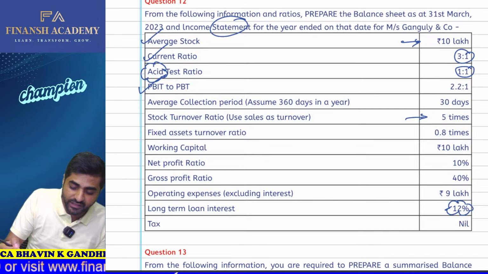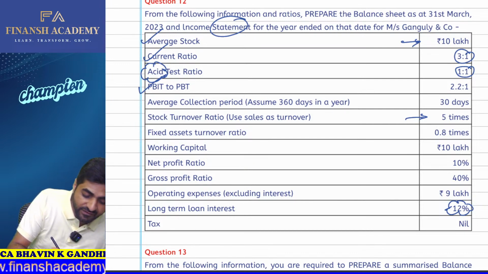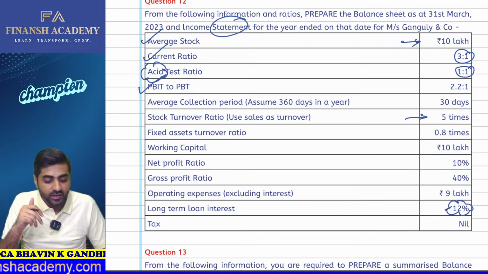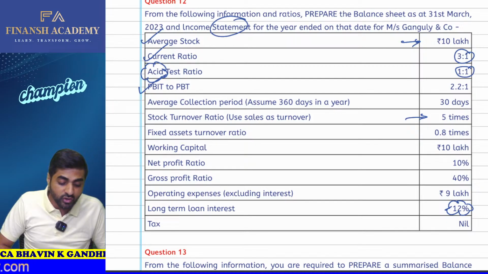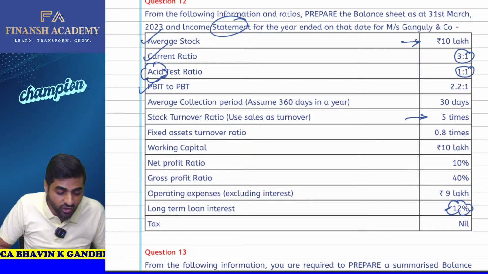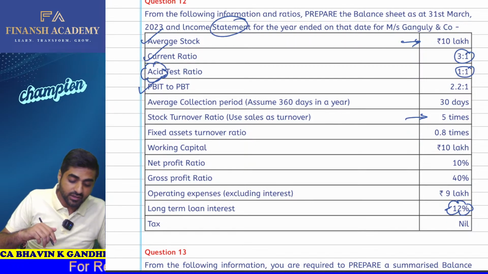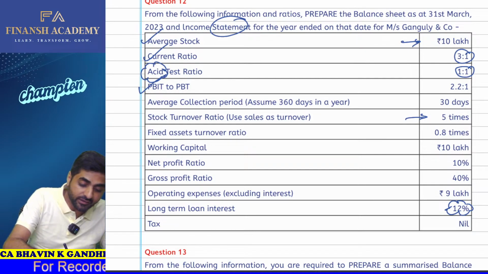Now let's try to find out the next one. We have now average collection period. So guys, in this particular question, we can also calculate your debtors because sales is already available. So now we will write down the next point.